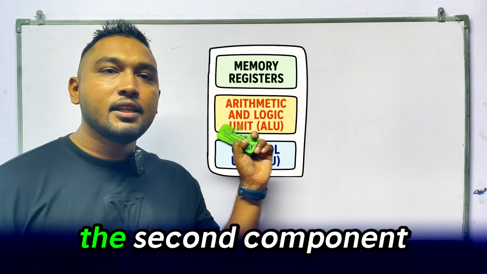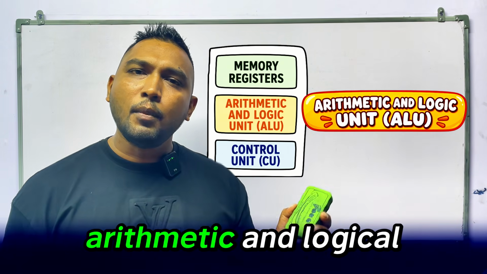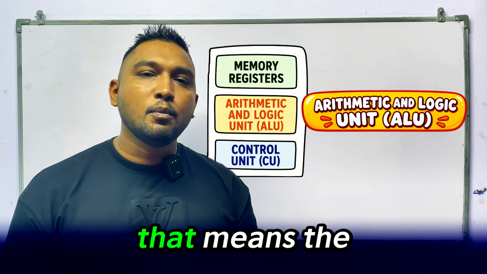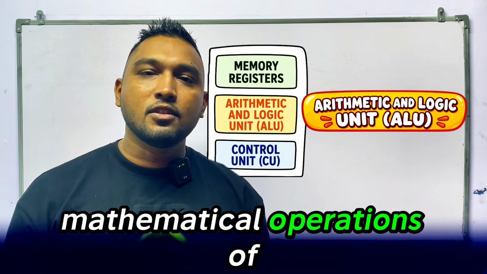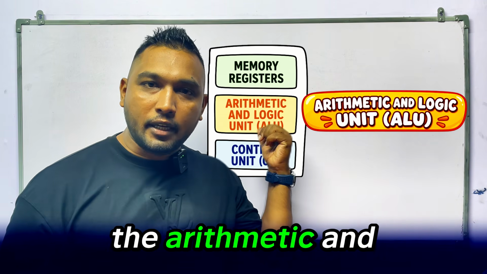The second component of the CPU is the arithmetic and logical unit. The arithmetic and logical unit does the arithmetical work. That means the mathematical operations of the computer are done by the arithmetic and logical unit.